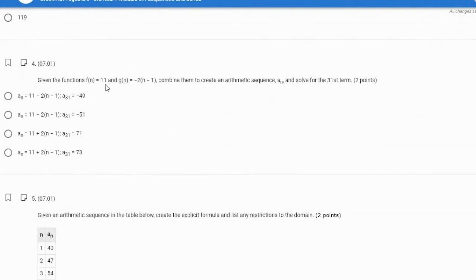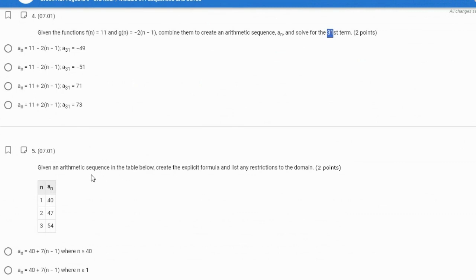Given these 2 functions, 11 and negative 2 times n minus 1, combine them. That means add them together, right? Combine means to add. Add them together to create an arithmetic sequence. Which one would it be? 11 minus 2n minus 1, 11 minus 2n minus 1, 11 plus 2n minus 1, 11. And what is the 31st term? So you can eliminate half of them, because 2 of these choices are subtracting, 2 of them are adding. And then what is the 31st term?